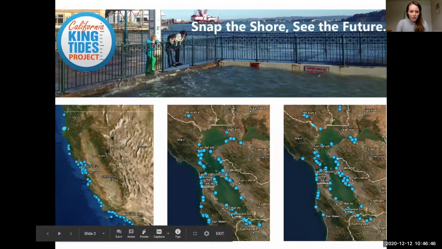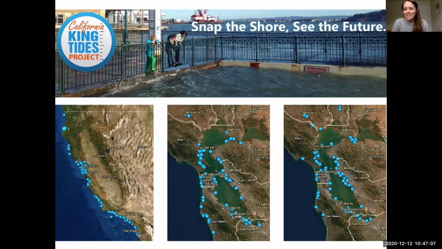For the California King Tides Project, of course, it's a statewide community science, participatory science program that people all over the state are using to document their shoreline and what future sea level rise will look like by looking at the highest tides. As Claire was talking about community science, some of you may have already participated in one before. Citizen science, community science, and participatory science are all ways to talk about scientific research that's conducted by non-professional scientists.